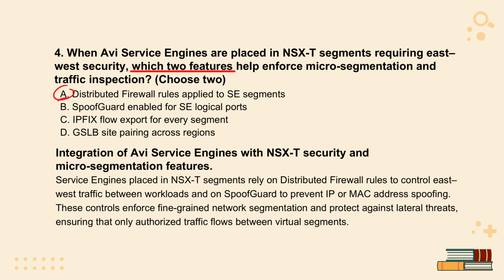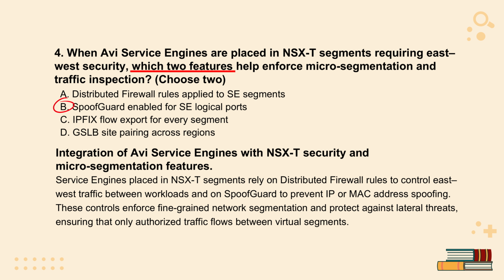Precisely. It contains breaches. Then you add SpoofGuard. What SpoofGuard does is it prevents a VM, including an SE VM, from sending traffic pretending to be someone else using a fake IP or MAC address. It basically enforces trust at the port level. It ensures that the traffic claiming to be from a specific SE's IP and MAC address actually is from that SE's virtual NIC. Okay.